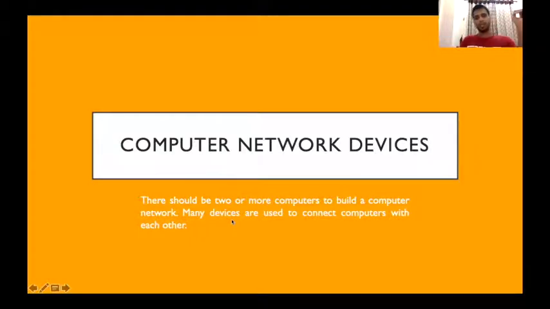So I told you, what is a computer network? It is the connection of two or more computers. Simple definition, you can remember this: the connection of two or more computers is a computer network. So if you want to connect two or more computers, we need some devices.